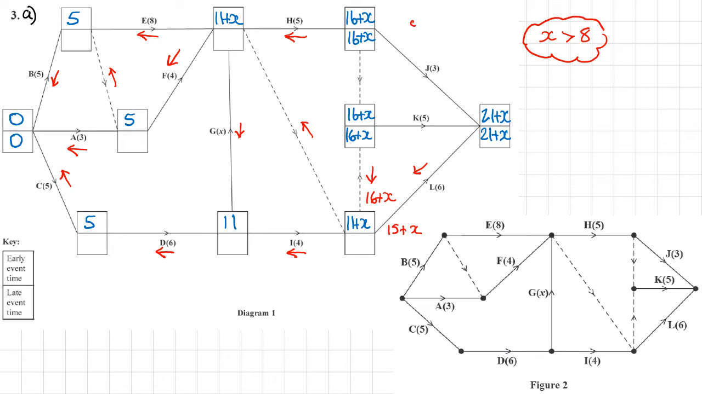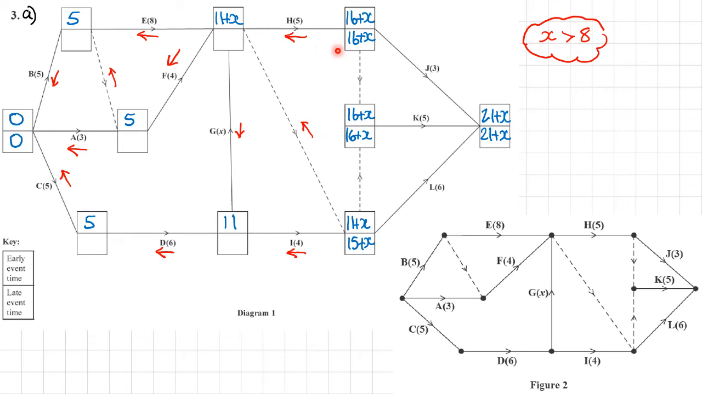I take the lowest of the two, so 15 plus x. So I can rub these out. Let's continue, and we'll go back along here, and then we've got that one to do, backwards along here and backwards along here. So we'll go to the top here.